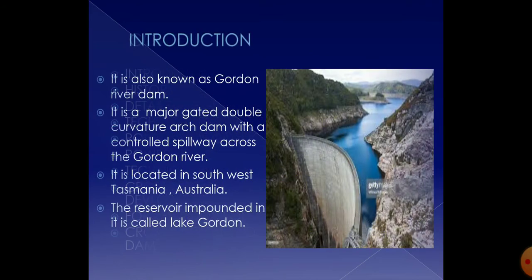Now, let us talk about the introduction. It is also known as Jordan River Dam. It is a major gated double curvature arch dam with a controlled spillway across the river Jordan. It is located in southwest Tasmania, Australia. The reservoir impounded by it is called Lake Jordan.